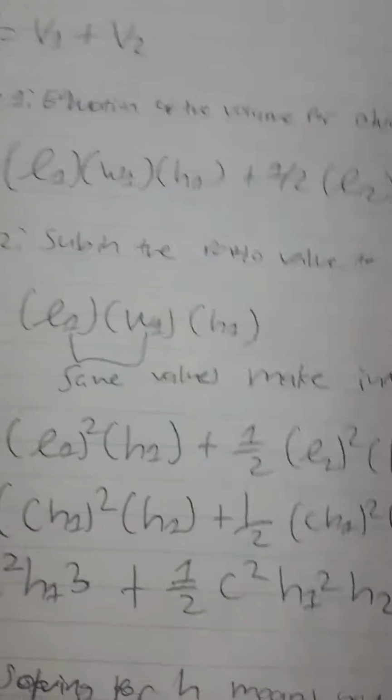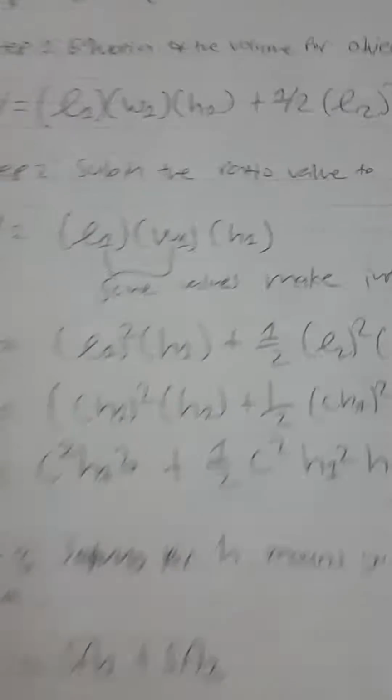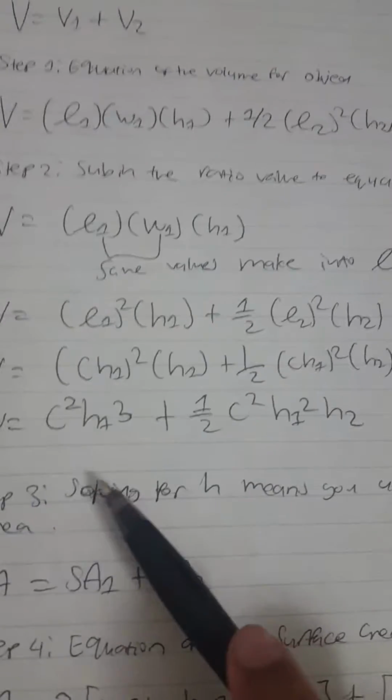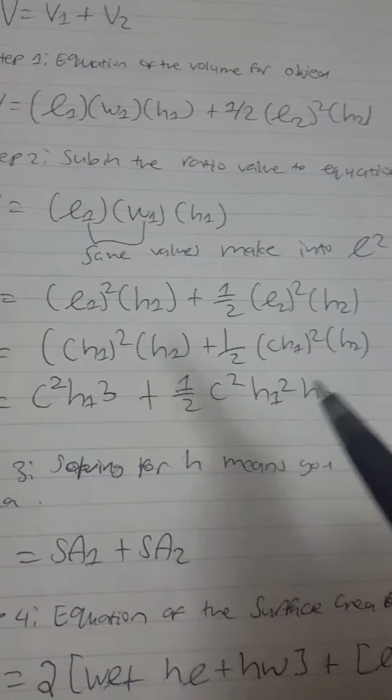Because remember, L1 and L2 are the same length. So that means they're the same. So you do CH1 squared times H2. And in the end, your result would be C squared H1 cubed plus 1/2 C squared H1 squared and H2.